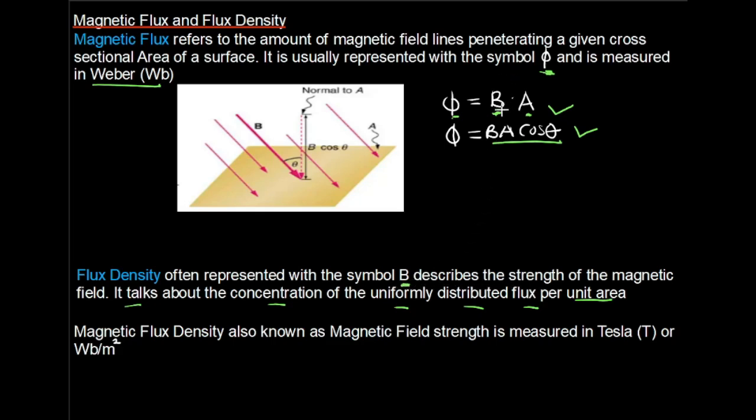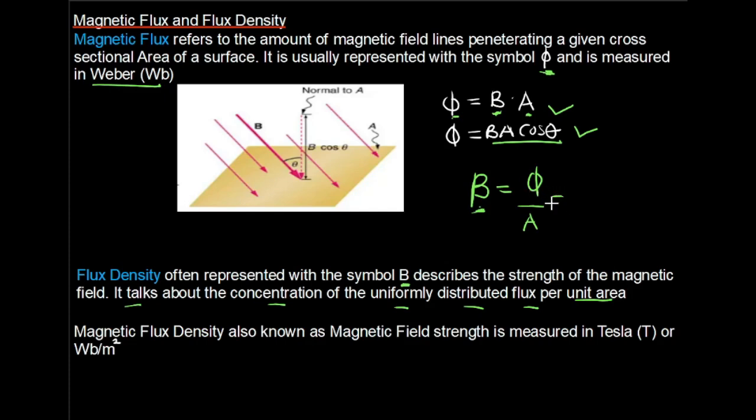That's why if we make this guy subject of the formula, you can also have that magnetic flux density is equal to magnetic flux over area. And then flux density or magnetic field strength. Don't forget this is also magnetic field strength. It's also called magnetic flux density. Its unit is Weber per meter square, or you can say Tesla.